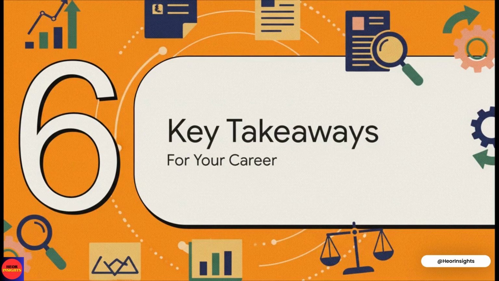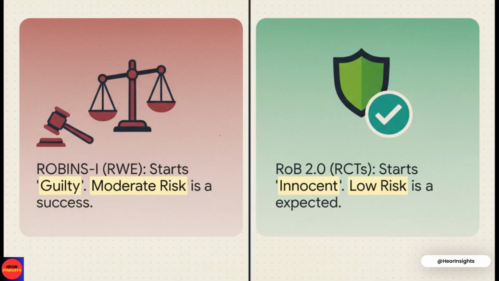So let's wrap this up by focusing on the key takeaways for you, especially if you're working in or just entering the field of HEOR. First off, it is absolutely crucial that you don't confuse ROBINS I with ROB 2.0, which is the tool used for RCTs. Remember, ROBINS I starts guilty. It's mostly worried about confounding, and getting a moderate risk is actually a big win. ROB 2.0, on the other hand, starts innocent. Its main concern is a failure in the randomization process, and a low risk rating is what you expect to see.